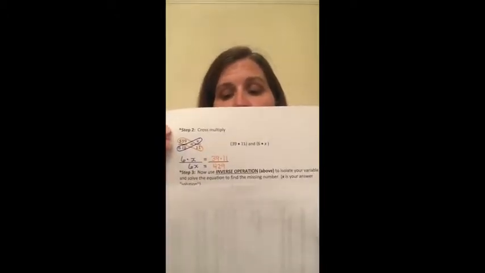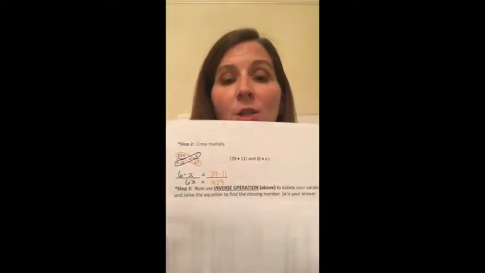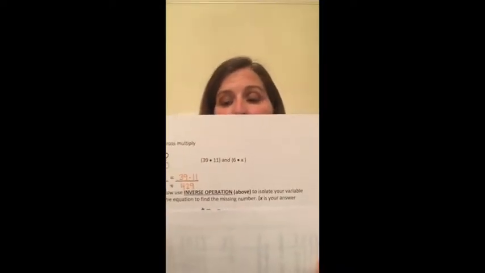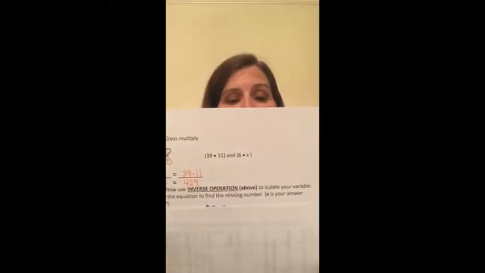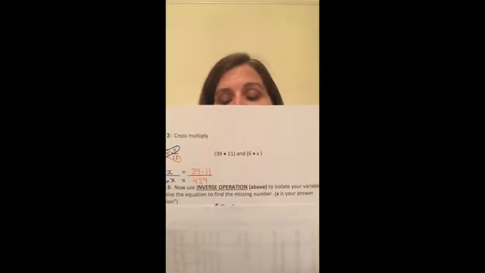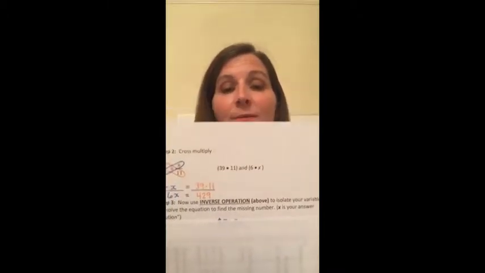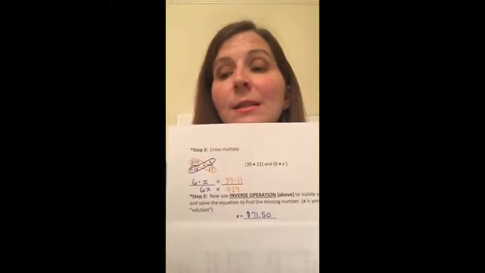Step 3, now use inverse operations because all this is a one-step equation. So use inverse operations to isolate your variable and solve the equation to find the missing number. x is your answer or your solution. So when I divide both sides by 6, I get $71.50, which is the exact same answer I got when I did this method.